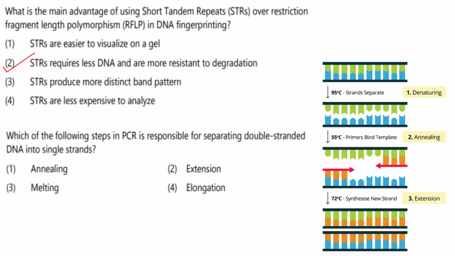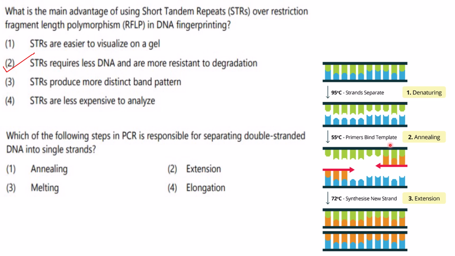Okay. Then, which of the following steps in PCR is responsible for separating double-stranded DNA into single strand? So what are the steps in PCR? You have got the denaturation. This is your double-stranded DNA at 95 degrees. Heating will denature it, the hydrogen bonds between the various bases are broken, and you get 2 single strands.